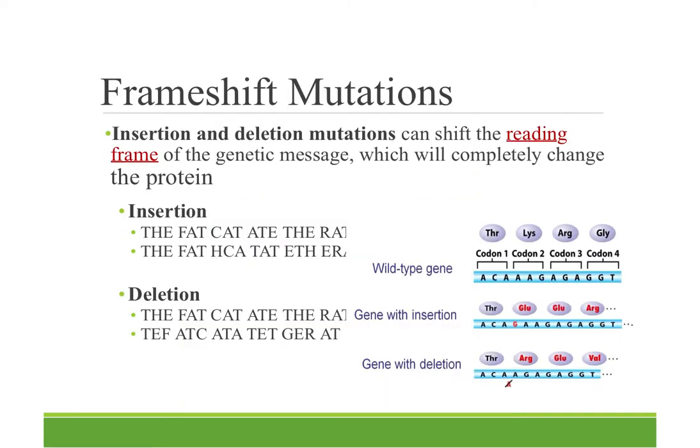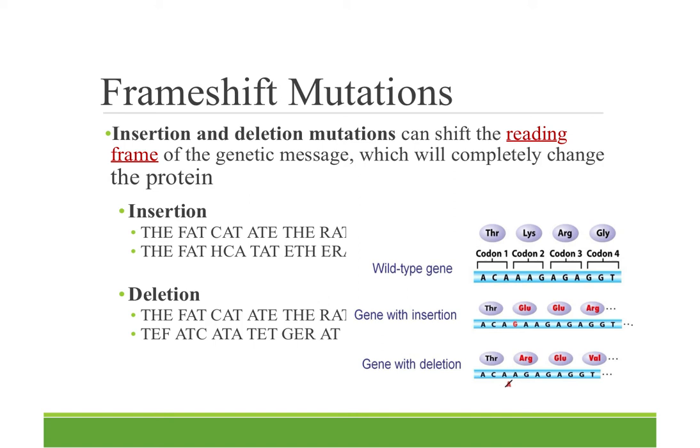And then there are frame shift mutations. These are when you have an insertion or deletion point mutation, which shifts the reading frame, or shifts those groups of 3 nucleotides that make up codons, which completely changes the protein.